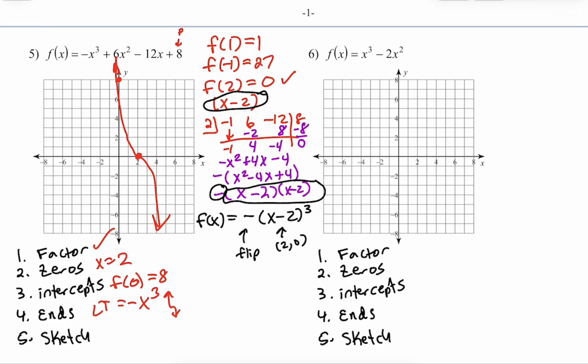Anybody have any questions about number 5? Okay, let's move on to number 6. Anyone notice a way we can factor number 6 right off the bat?